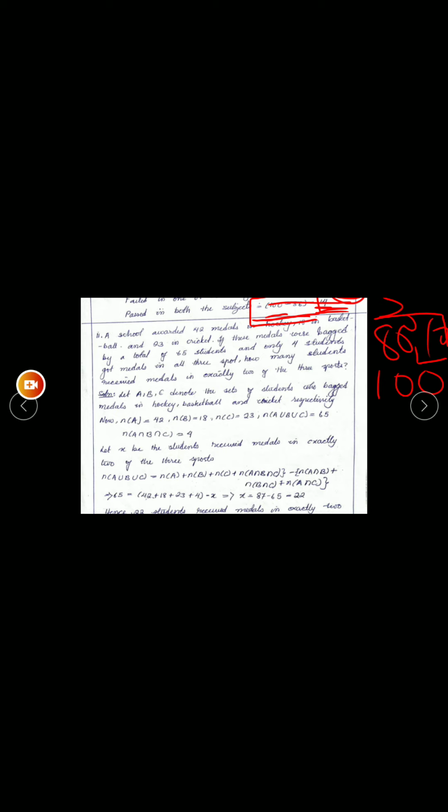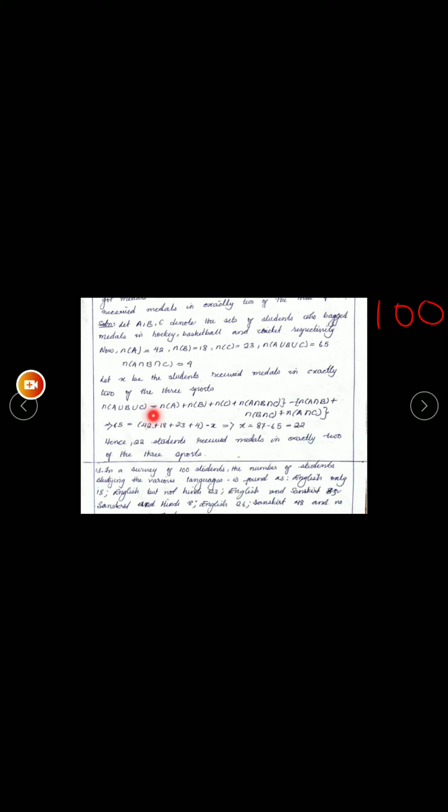Now we can find out the formula N of A union B union C. The formula is here. For 2 medals, we have A intersection B, B intersection C, A intersection C, which means the persons who got 2 medals. So we can put x instead of those. N of A means 42, 18, 23, then 4, and 65.